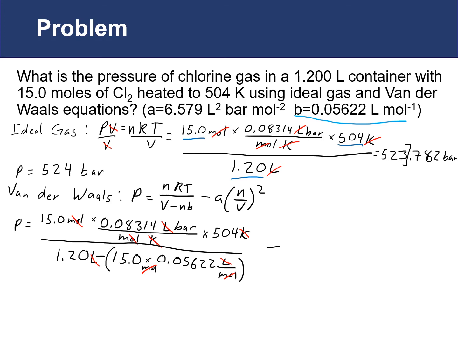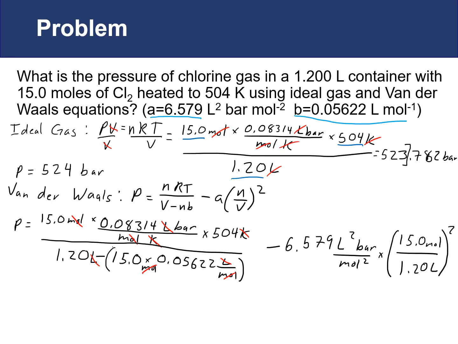We now subtract our a times the quantity n over V squared. So our a is also listed up top. This value would also have to be given to you. So that is 6.579 liters squared bar over mole squared. We're going to take this and multiply it by n over V, so 15.0 moles over V, 1.20 liters, quantity squared. If we look at our units, the liters squared here will cancel out the liters here. The mole squared on bottom will cancel out the moles here. And so we're left with bar, which is good because we're doing subtraction.